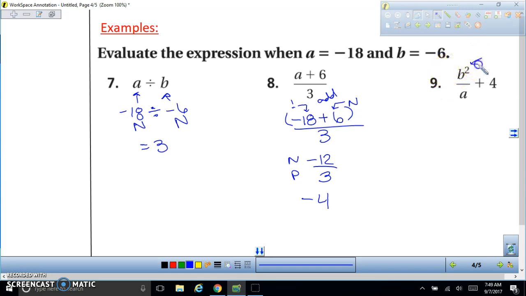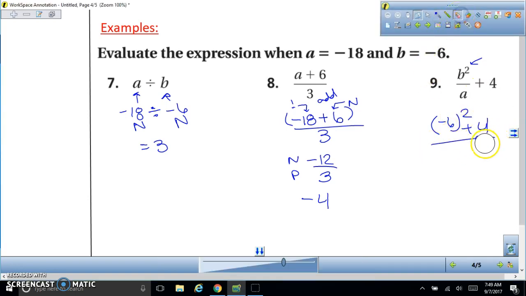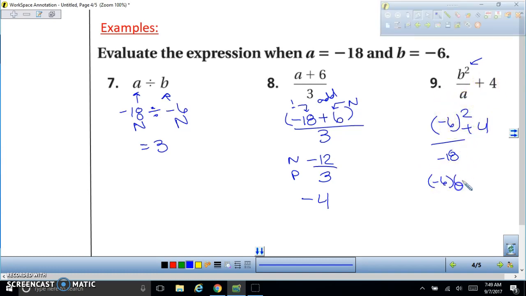Ooh, squared sign. Okay, negative 6 squared. Remember, there is an important thing with the parentheses. It's saying we're doing negative 6 times negative 6. Let me finish rewriting. Oops, this isn't divided by. Okay. Negative 6 times negative 6 is what it's saying in the top, divided by negative 18 plus 4.